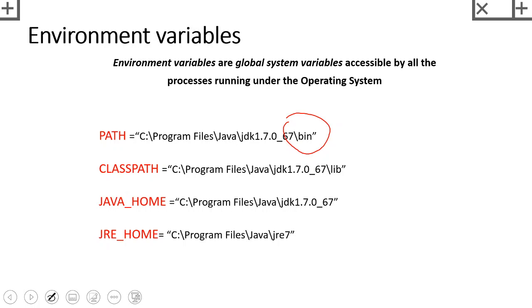We will set these two: one is the PATH environment variable and the second one is the CLASSPATH. The next two are optional, for the exercise; you can set the other two variables. Let me further explain what the PATH environment variable is. It gives us the location of the Java compiler, that is javac. So javac.exe is located through the PATH environment variable.